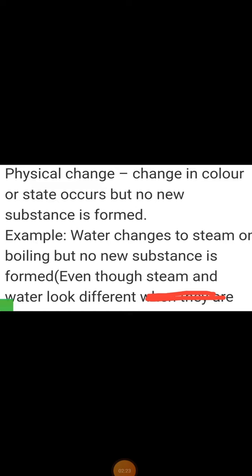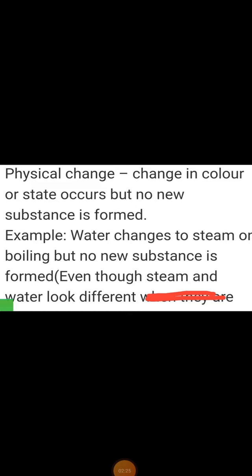Let's see this example of a chemical change. Here you can see when copper sulfate reacts with iron, two new substances are formed, that is ferrous sulfate and copper. So here you can see a ferrous sulfate solution. Previously copper sulfate was blue in color, and when it reacts with iron, the color changes and also a new substance is formed having properties different from the previous one. So this is a chemical change.